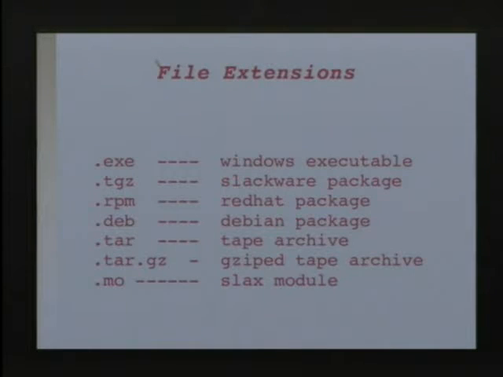In Windows, there are file extensions. In Linux, there are file extensions. .exe is a Windows executable. We all know that. But then there are different packages, like a Slackware package, a Red Hat package, a Debian package, and those are the programs that have been configured to run on the version of Linux that you have.